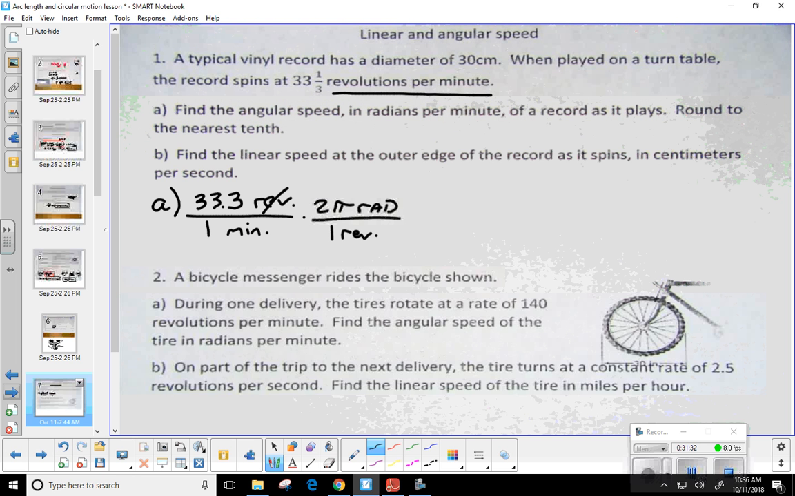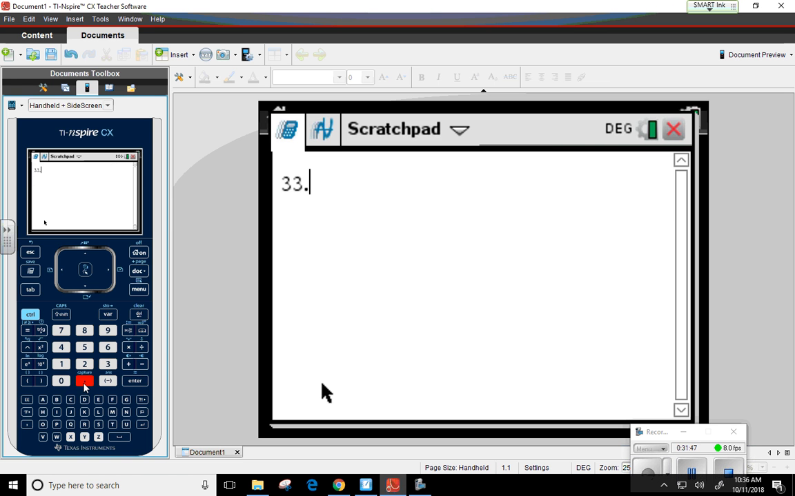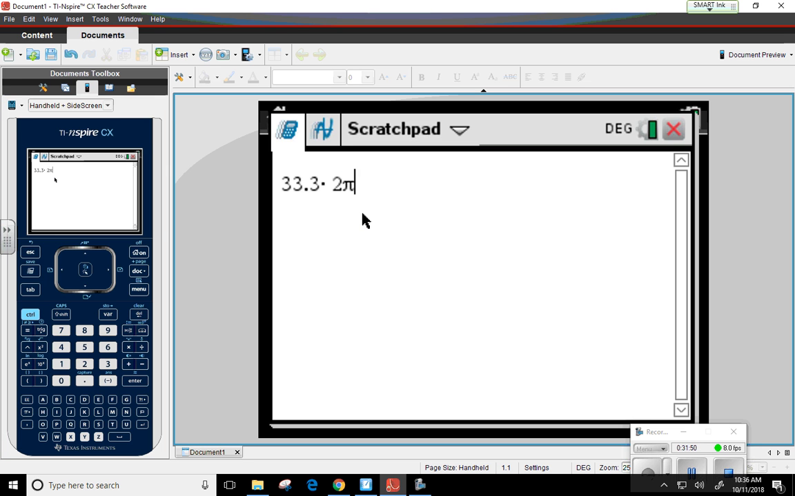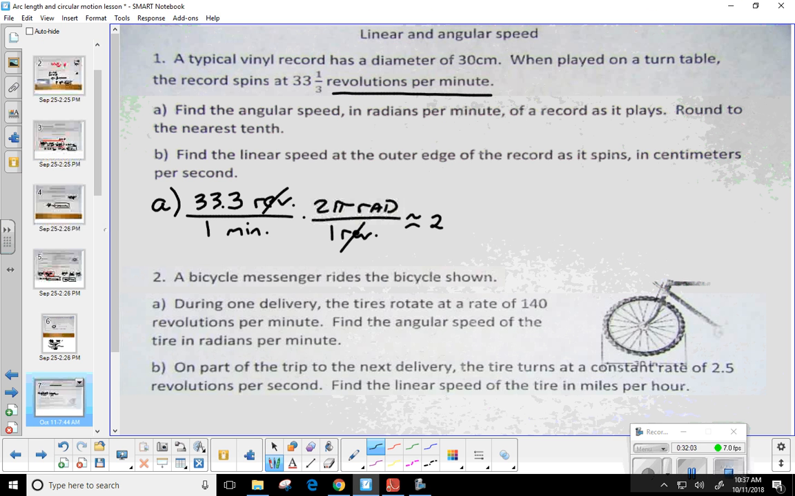And every time you'll notice, your revolutions are going to cancel. So it wanted my angular speed in radians per minute, which is what we have here. So all we have to do is just multiply it out. Let me go ahead and get rid of this. So we have 33.3 times 2 pi. Okay, so what should I be getting? Okay, 209.2 radians per minute. Okay, good. Perfect.